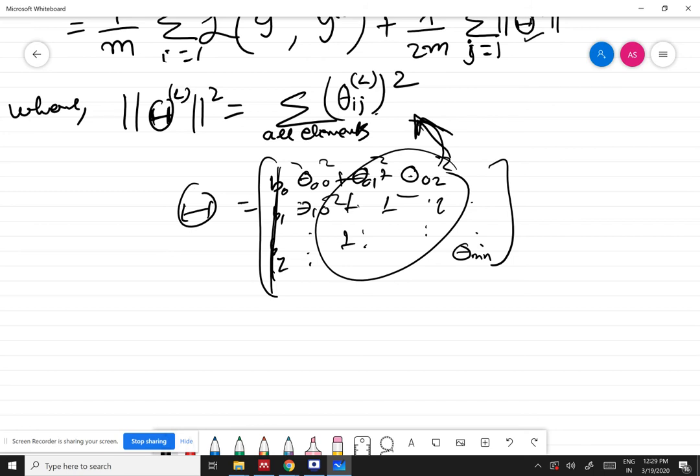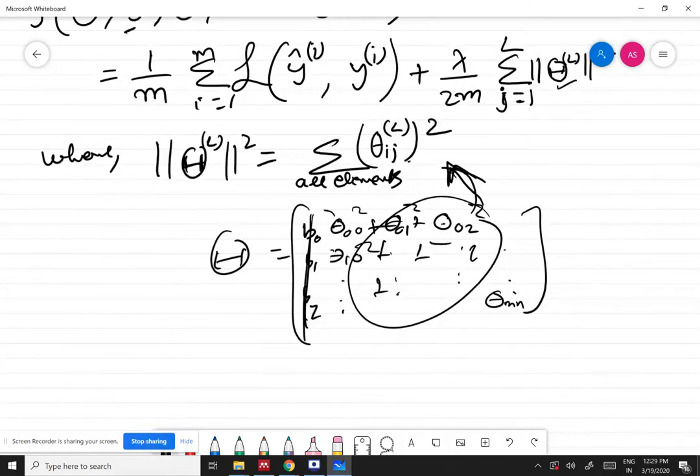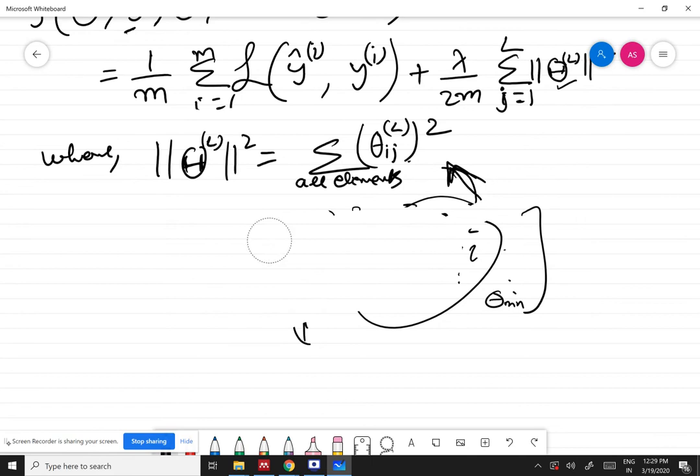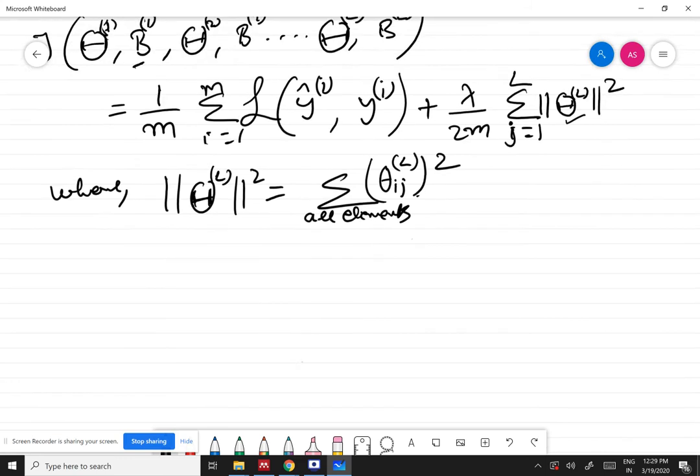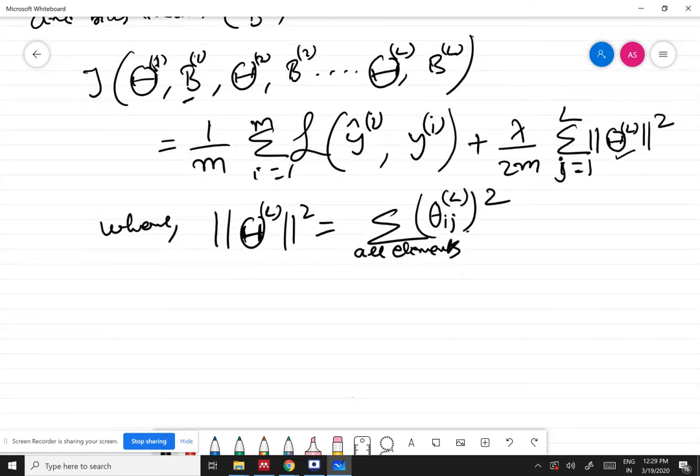So once this part is all done, then you can calculate.